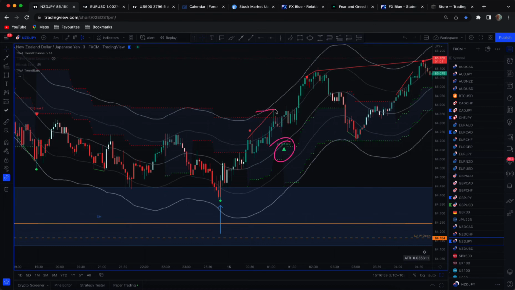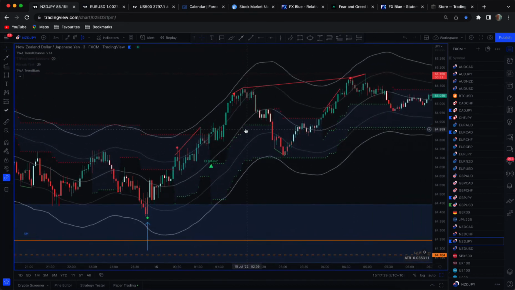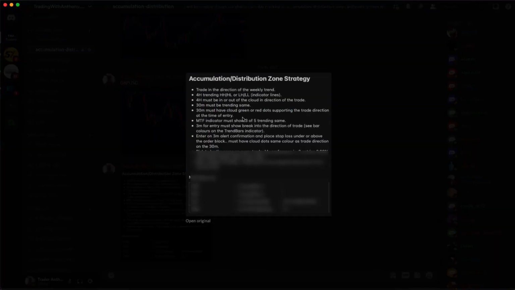Break of structure, entry here, or if you missed it and it's trading up for whatever reason, we get the pullback, retest of this high, entry. There's your trade opportunity. That's it. High probability. So going back to this list here, enter 3 minute on confirmation after the 3 minute alert confirmation and place a stop loss under or above the order block.